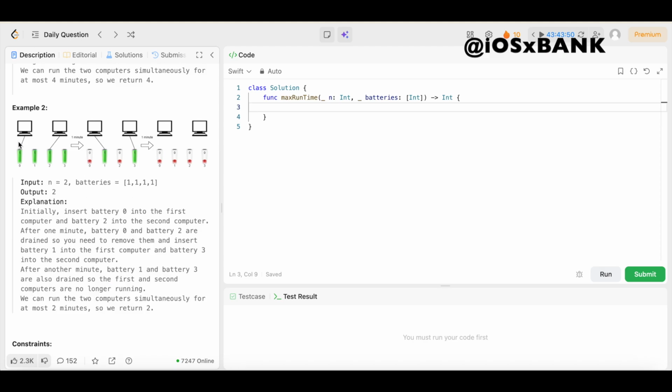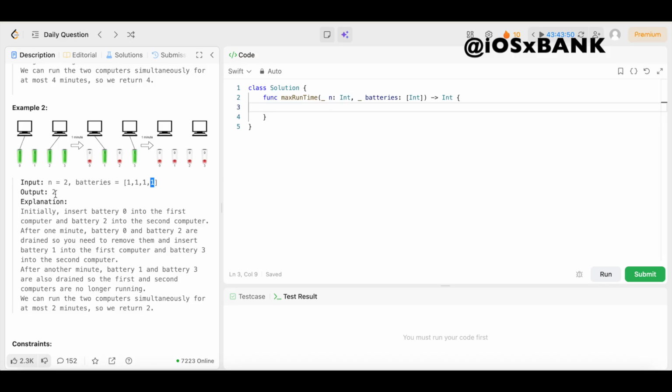As you can see, the first minute we're running battery 0 on this computer, battery 2 on this computer. Then they're both drained after 1 minute. But we still can get another minute because we still have this battery and this battery fully charged. So now we just connect this one to the first computer and this one to the second computer, and that'll get us an additional minute.